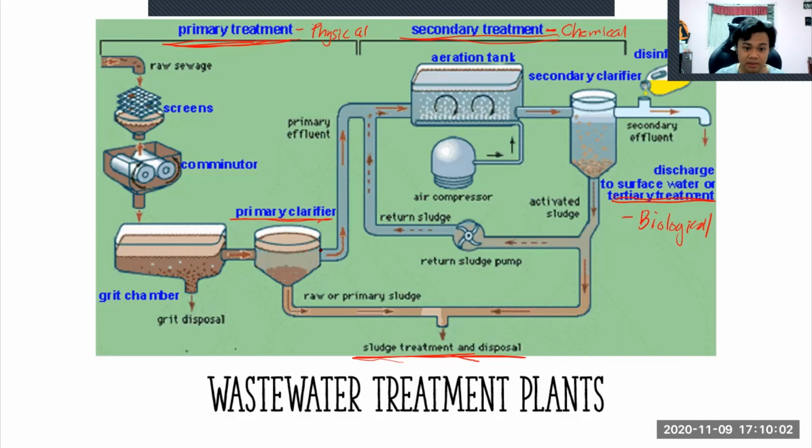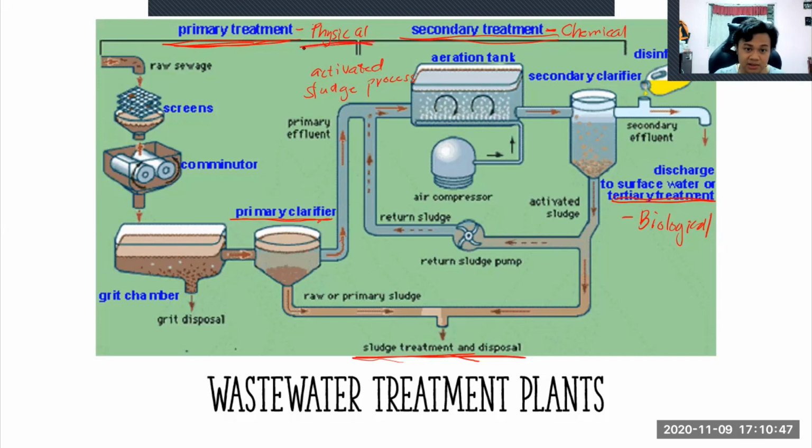The water now, being relatively clear from the primary clarifier, goes through the aeration tank. This is called the activated sludge process. What happens here is that you have aerobic bacteria that will consume the organic matter in your wastewater.